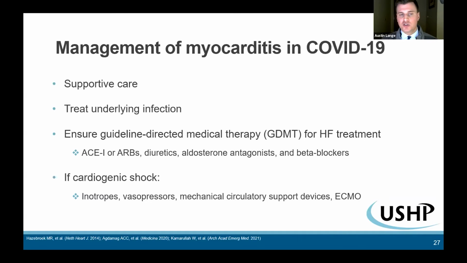If the patient's progressing to heart failure, we want to ensure the patient has access to guideline-directed medical therapy, including ACE inhibitors or ARBs, as well as diuretics, aldosterone antagonists, and beta blockers. And if a patient's progressing to a cardiogenic shock stage, we have the ability to use inotropes, vasopressors, and mechanical circulatory support devices such as Impellas, as well as extracorporeal membrane oxygenation, or ECMO. So there's no real deviation from the current way we treat myocarditis, but it's again important that we address the infection to try and give some relief to the heart and the lungs in this case.